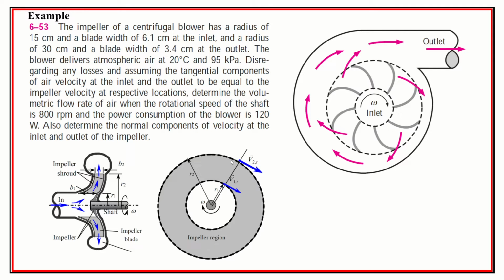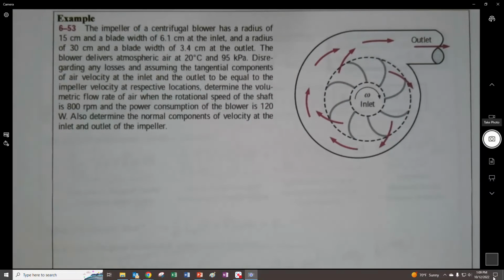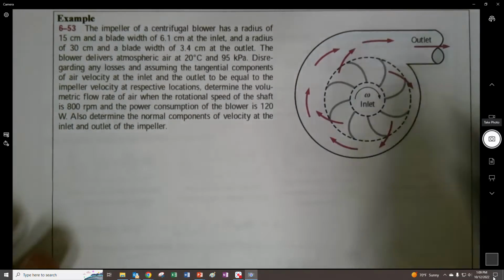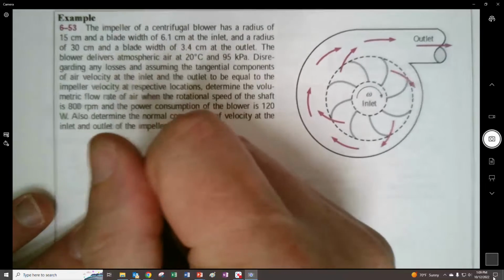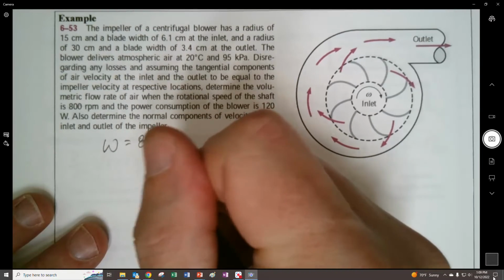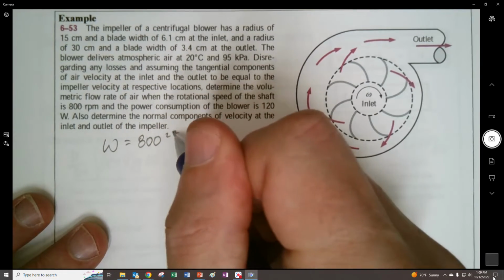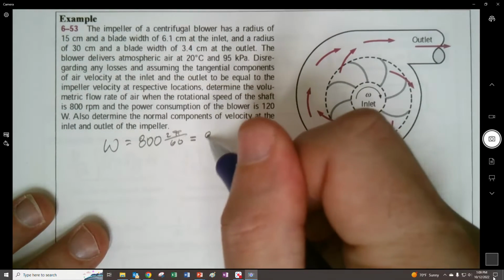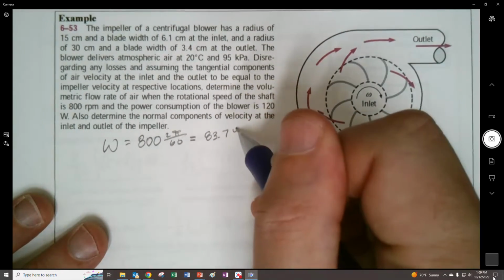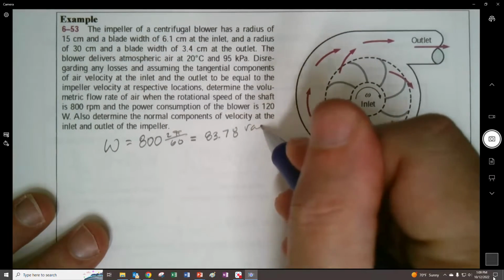So they're giving us a premise for where to start. Let's move on to this. They told us a couple things. They told us they were going 800 RPM, so that's a good place to start. We'll take 2 pi over 60 and say we have 83.78. That doesn't seem right. I think it's right though.